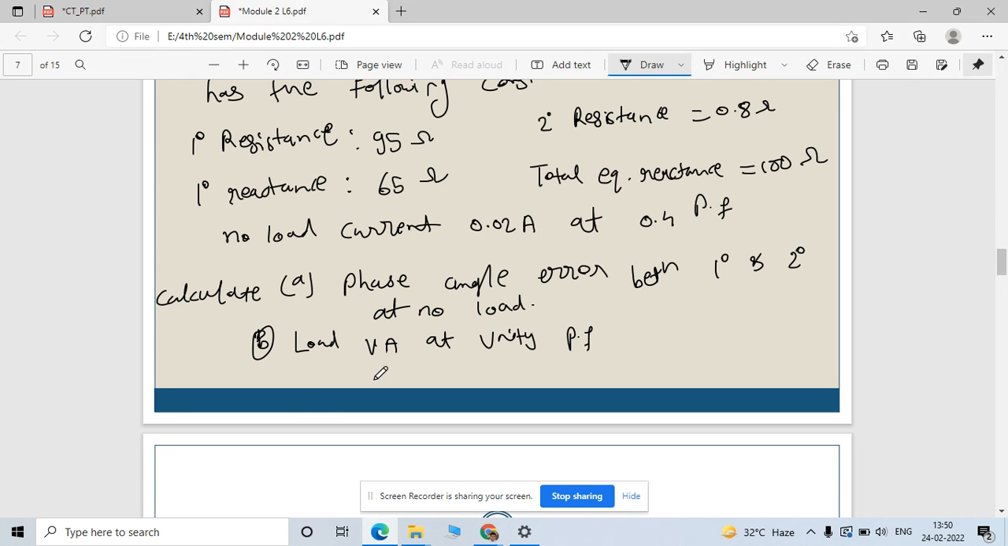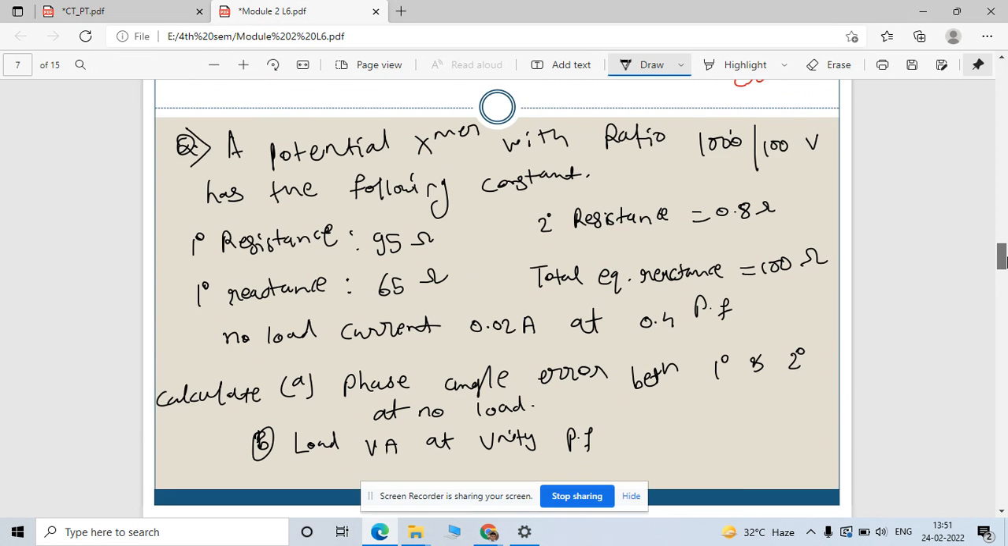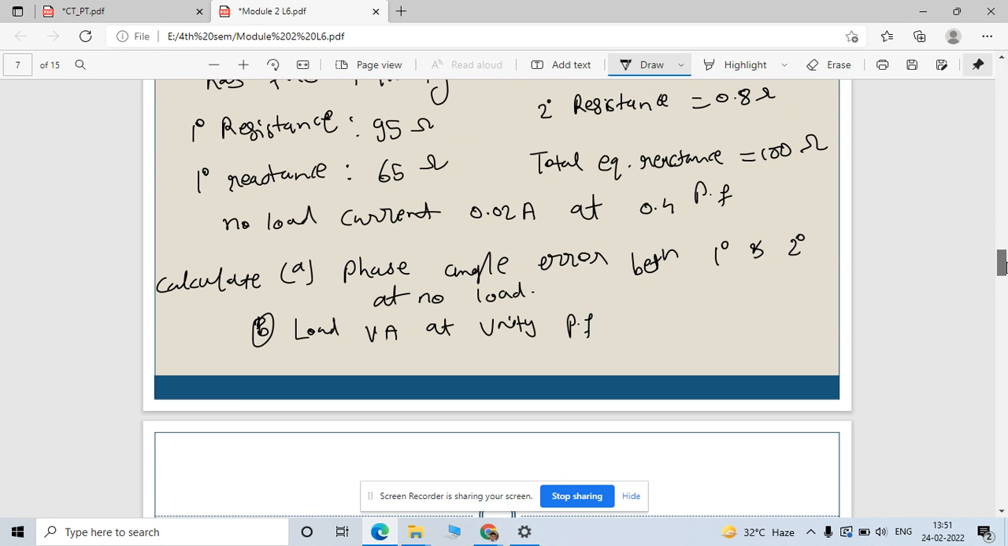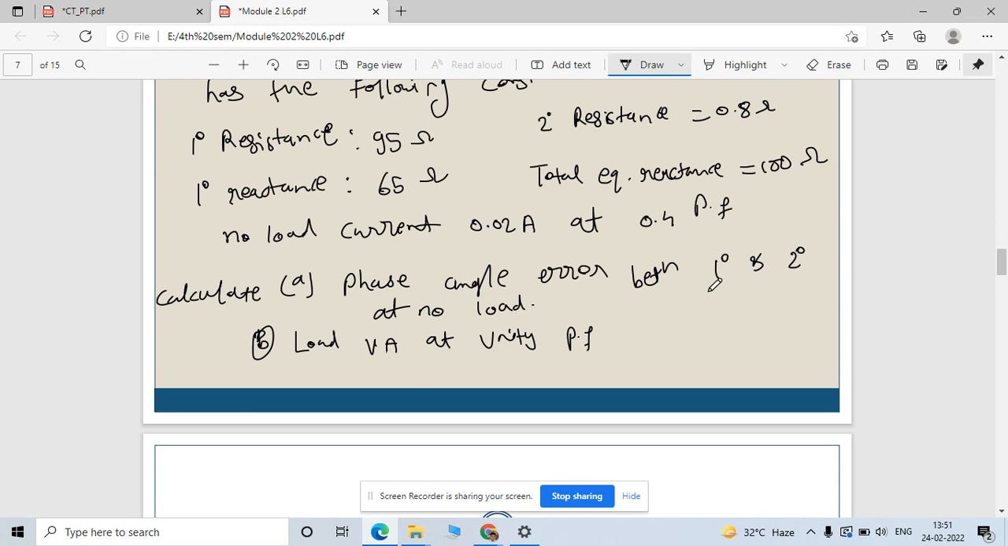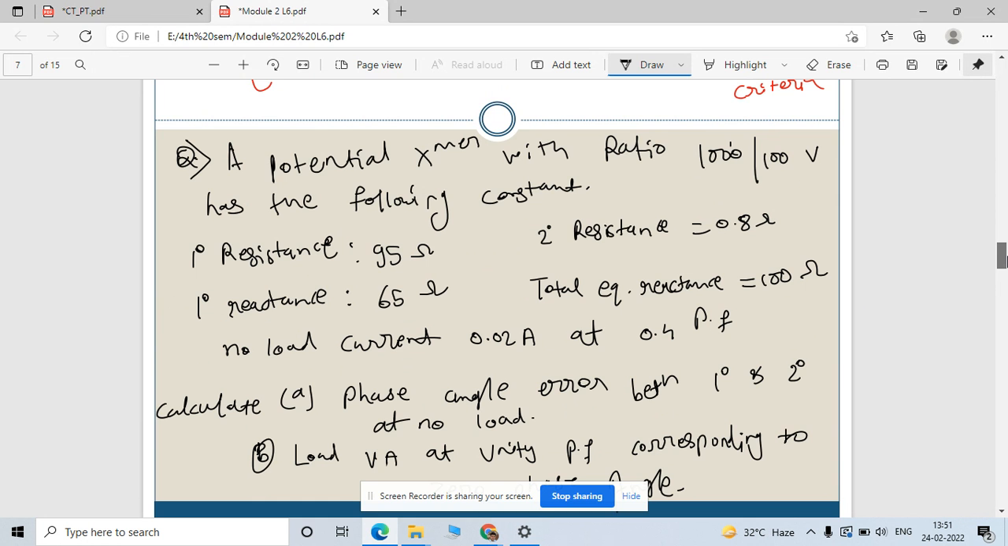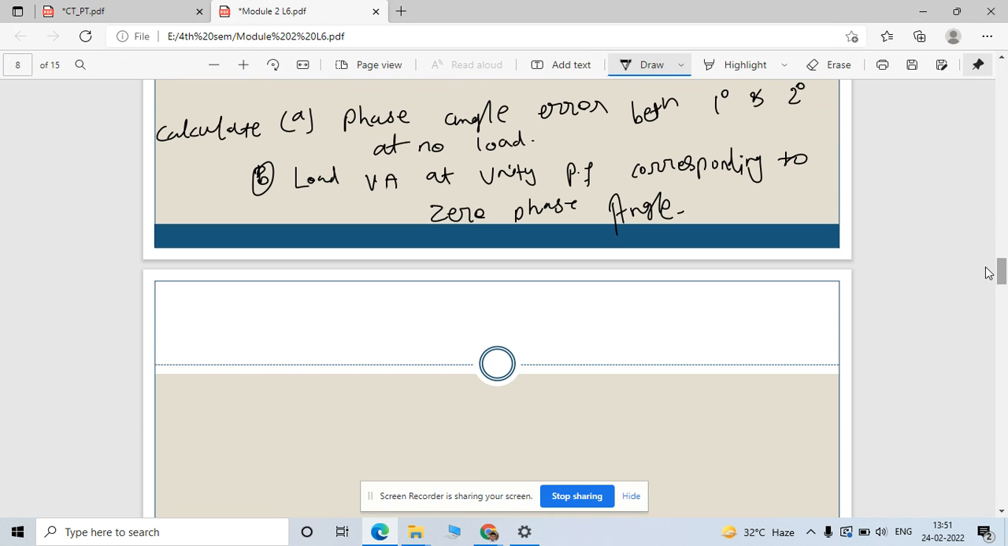Load volt ampere for a PT case, you can also write this as a burden, right? You can call it burden, like the primary we saw, whatever load comes on the secondary we call burden. Okay. So for this PT, unity power factor corresponds to zero phase angle. So this is the data given to you. Try to solve it.